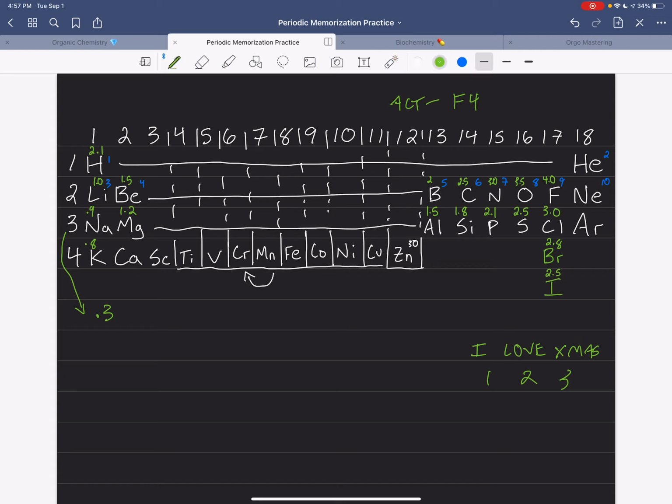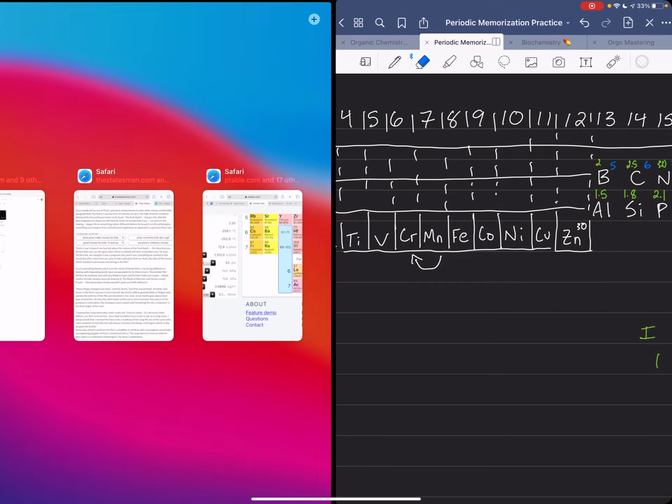Now, we were just going up by 0.3. The next row, 4, increases by 0.2. Okay? And really, you only need to know that calcium is 1.0. Okay? And that's it. Those are all the electronegative numbers. This is the entire periodic table. I was very overwhelmed with thinking about memorizing all of this, but I was able to do it just really within an hour, and then I've kind of been revisiting it today. So let me just double check and make sure that I got these correct.